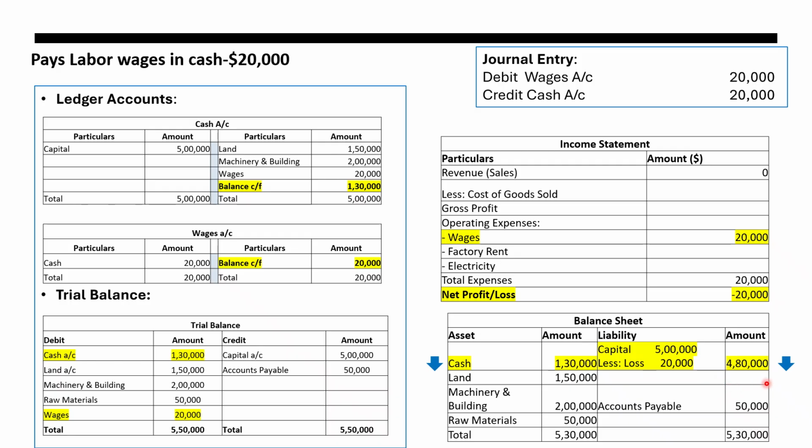Okay, so that's on the liability side. And on the asset side, what has happened? Cash is reduced by 20,000. So cash is reduced on the asset side, and on the liability side, capital has also reduced by the same amount. So on the balance sheet, if you total the asset and the liability side, it matches, and the total on the asset and the liability side is 5,30,000.